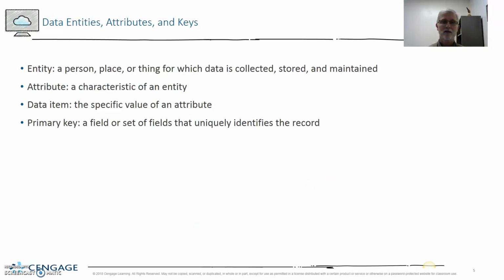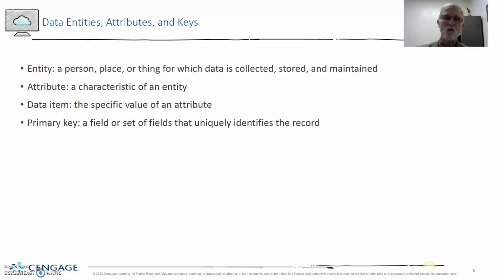Now, in this chapter, you're going to see a lot of terms and definitions, so just bear with me and we'll all suffer through it. An entity is basically data that's collected, a relationship of things that are stored or collected, whether it's data about a person, a place, or a thing. An attribute is a characteristic of an entity. And of course, data would be an actual specific value of an attribute.